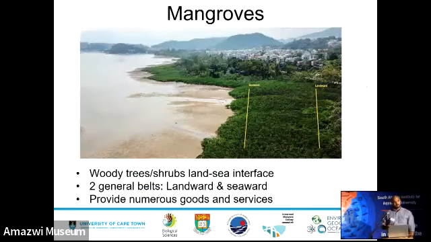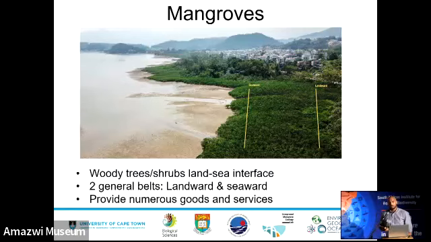So what are mangroves? Well, mangroves are these wonderful trees or shrubs within the intertidal zone. And they usually have 2 general belts. One is towards the seaward side, which basically faces the sea, the bay, or the estuarine mouth in which it's situated. And number two is the landward side, which faces the terrestrial habitats, or sometimes the peri-urban communities.